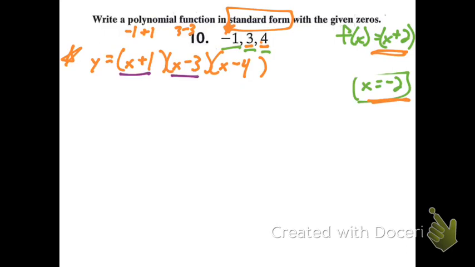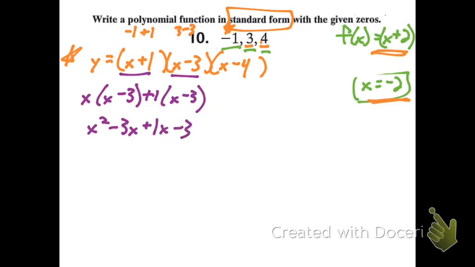I'm going to take these two in purple and multiply them out. This would be x times x minus 3 plus 1 times x minus 3. I get x squared minus 3x plus 1x minus 3. X squared minus 2x minus 3. If you're thinking, man, Mr. Burns going fast, you can pause the video whenever you want. Catch up.